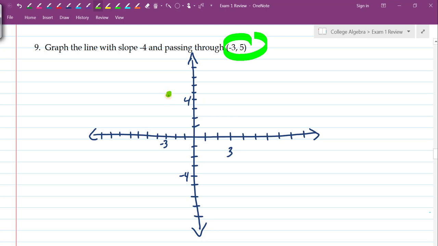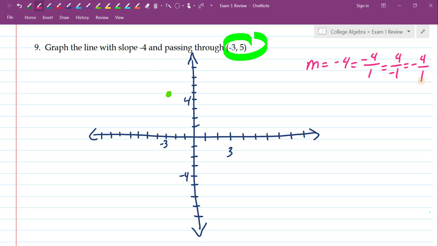The next thing we want to do is plot the slope. Notice the slope is -4. So slope m is equal to -4. That's the same thing as -4 divided by 1, which is the same thing as 4 divided by -1, okay? Or you could just say -4 divided by 1. All of those are the exact same thing.